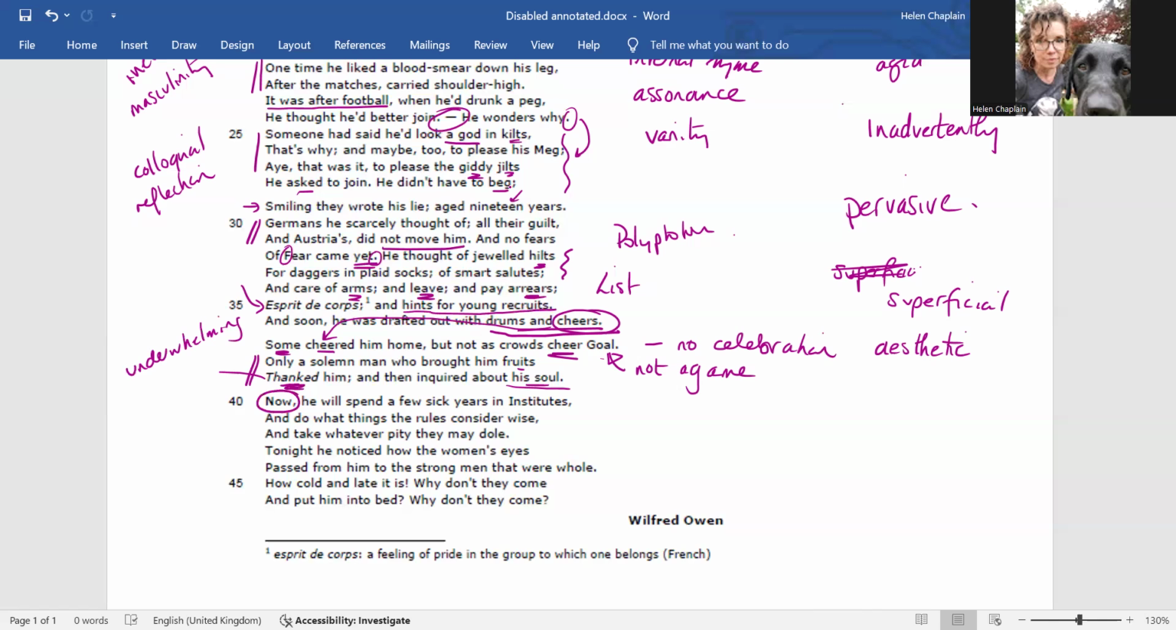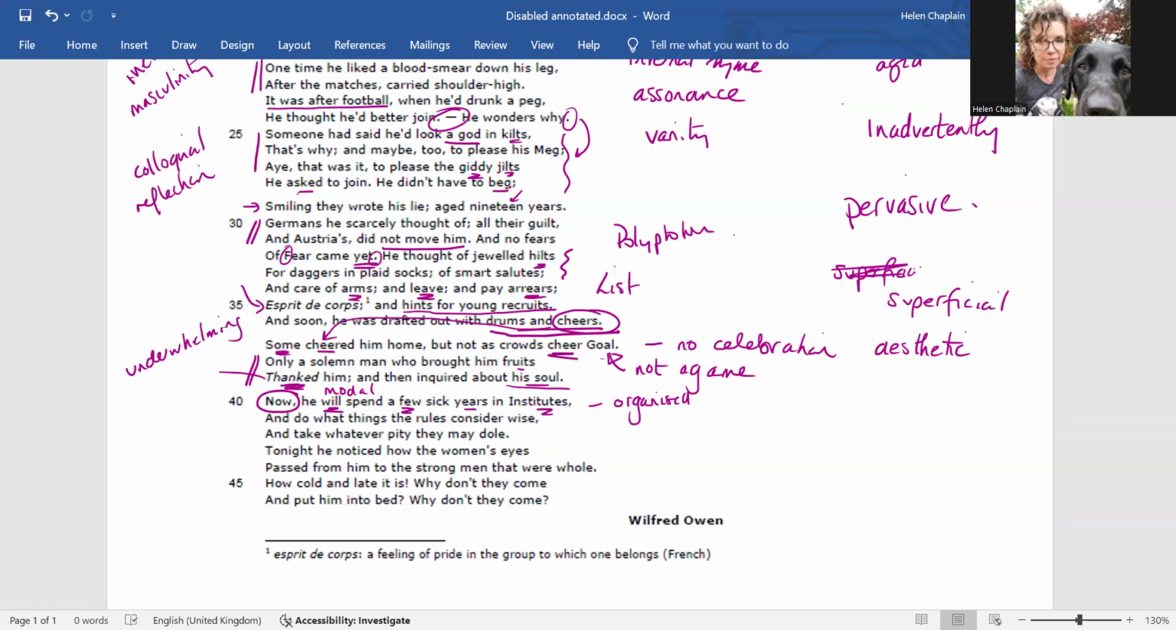Again, on line 40, he will spend, modal verb, so we have that certainty about it. He'll spend a few sick years in institutes. So few is not very many. And those years, the limited life he does have left, and he doesn't know how much life he has left, will be tainted, tarnished, compromised by his illness. And he'll be in institutes. This idea of organized care, being looked after. He'll be in homes, basically, in accommodation where he can be helped.